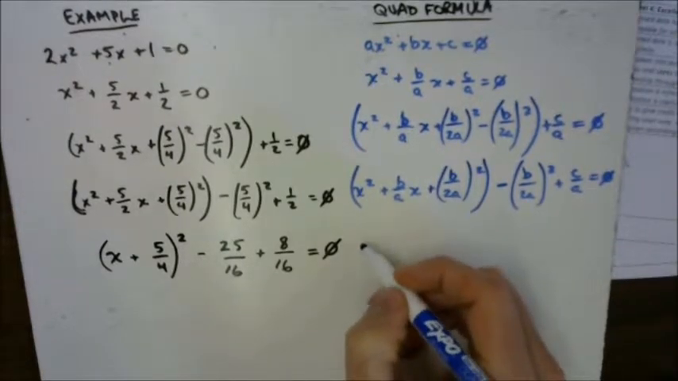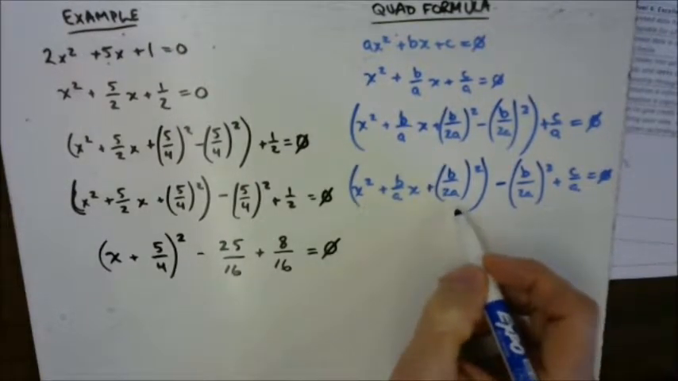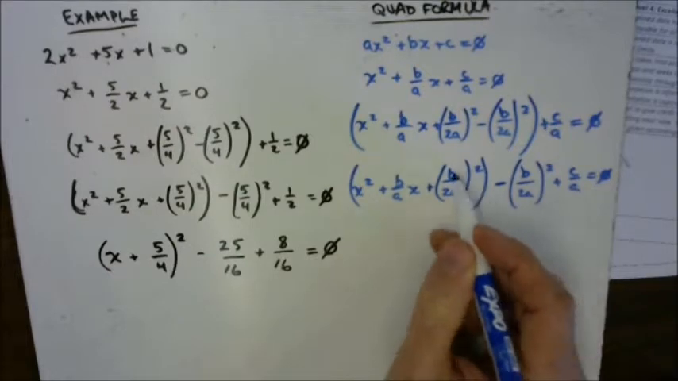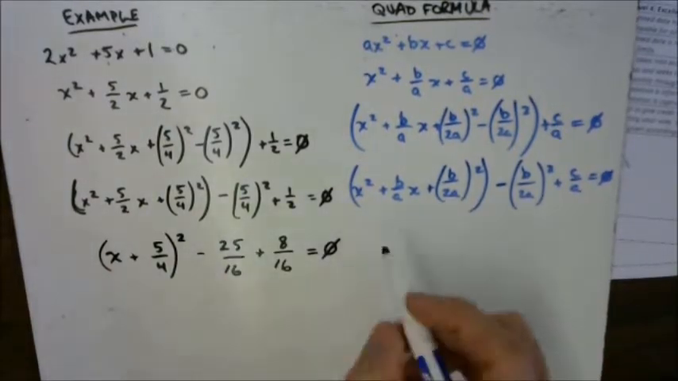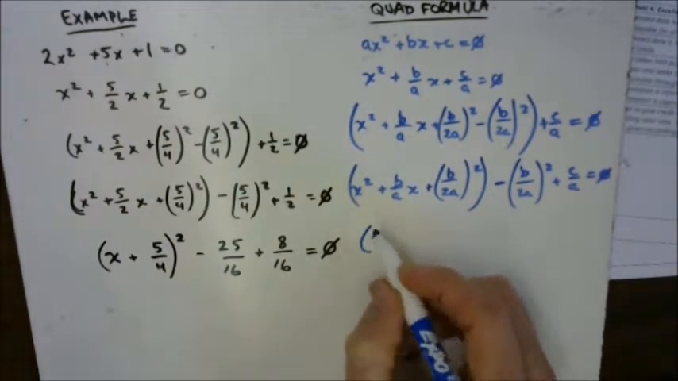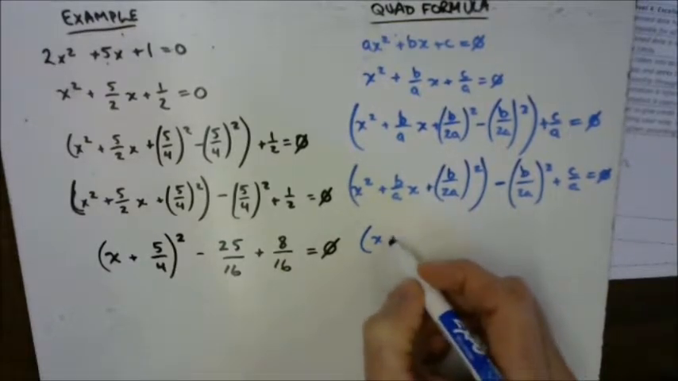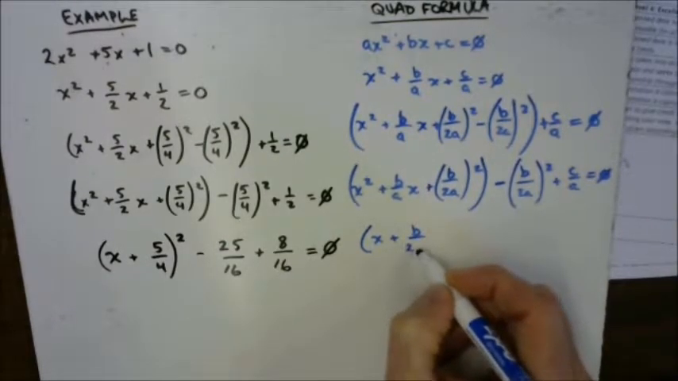We'll move on over to our general form. And again, we've completed the square. Now we're going to express our perfect square trinomial as a binomial squared. Our first term is x, and our second term is b over 2a.